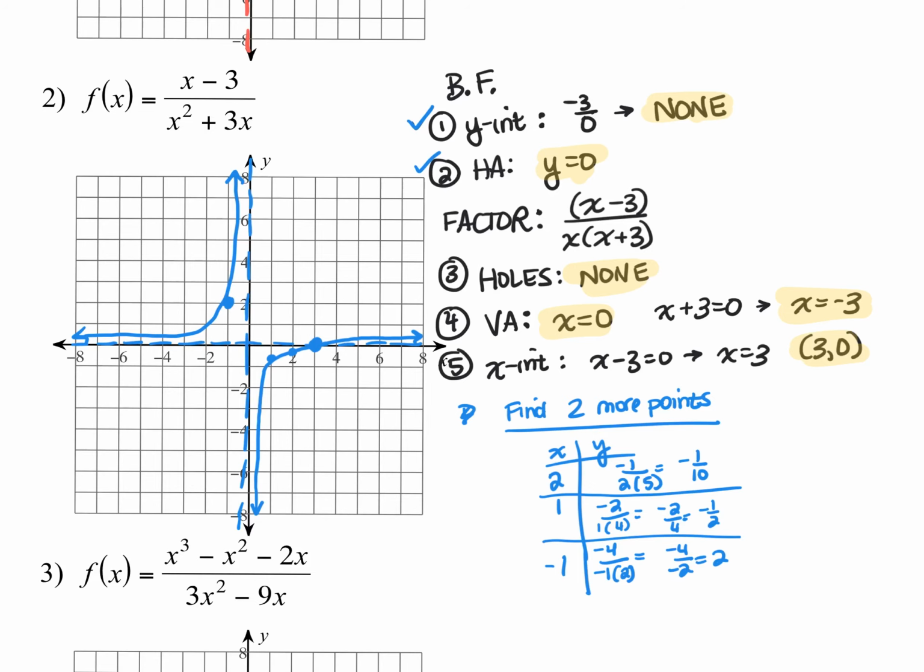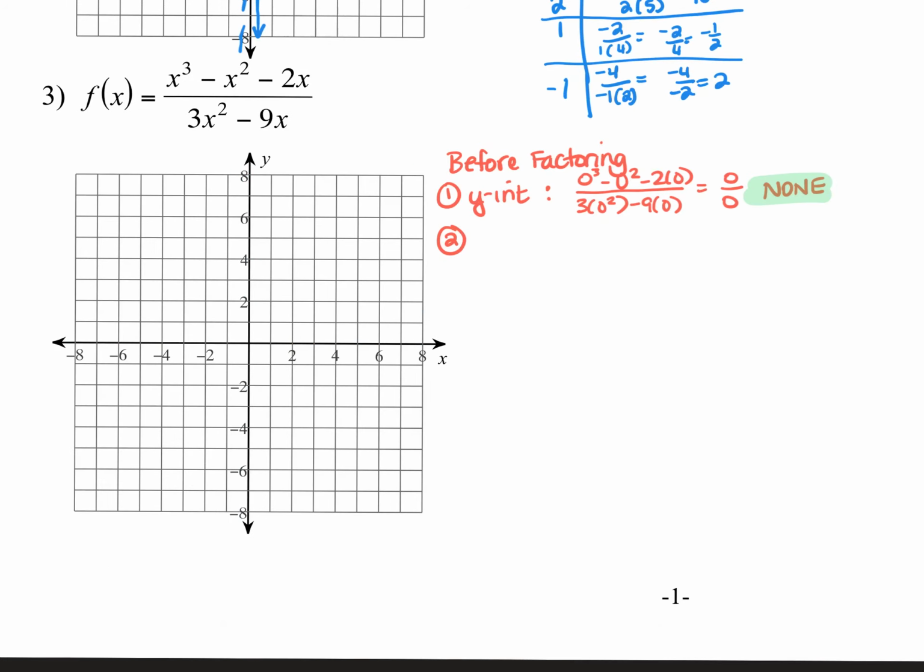Okay, one more. I went ahead and started this one. We've got our y-intercept. There isn't going to be one. I promise you there will sometimes be y-intercepts. Next thing we do is think about whether we're going to have a slant or a horizontal asymptote. We look at our exponents, and the higher exponent this time is in the numerator, which means it's going to be a slant asymptote.